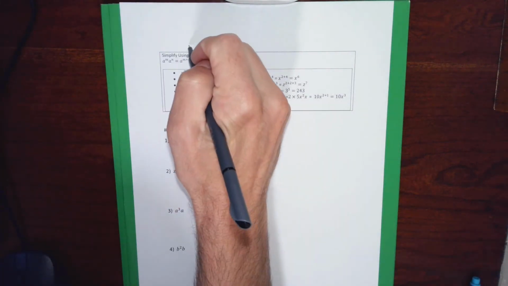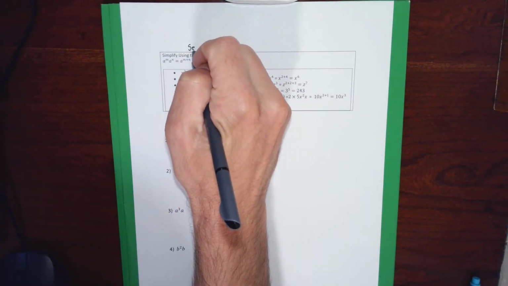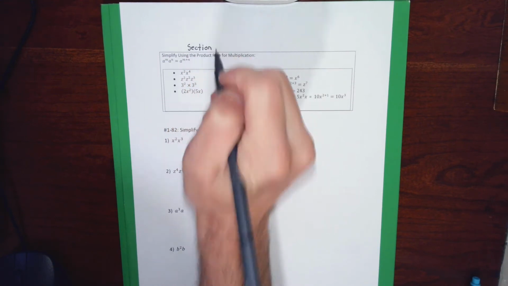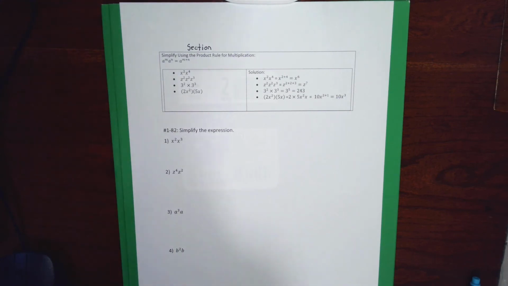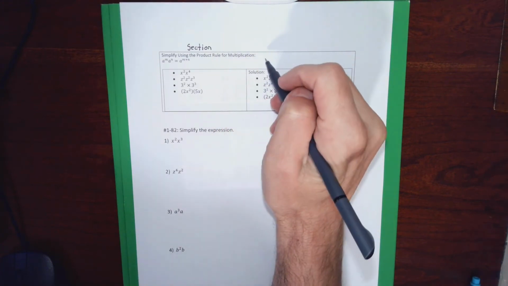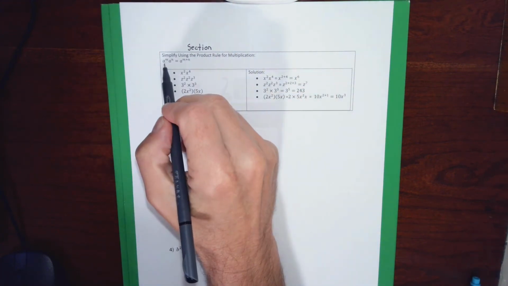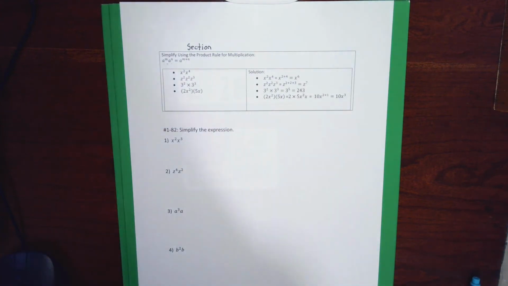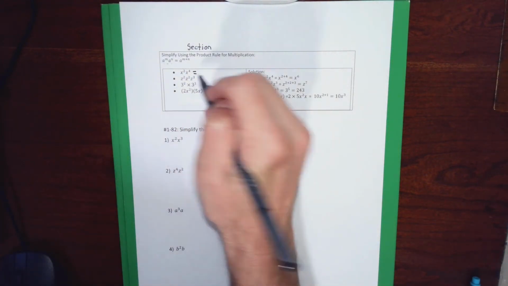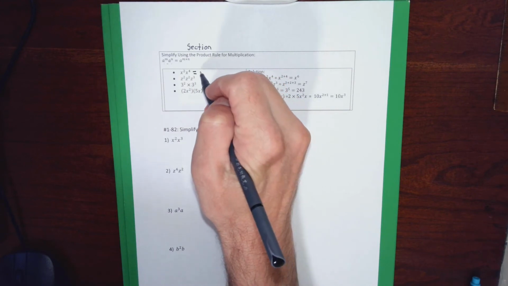In section 4.2, we start working with rules to manipulate problems that have exponents. And the first rule we're going to learn is the product rule for multiplication. The product rule for multiplication says if you're multiplying terms that have the same base, you add the exponents. For instance, I wrote an example that said x squared times x to the fourth is x to the sixth.